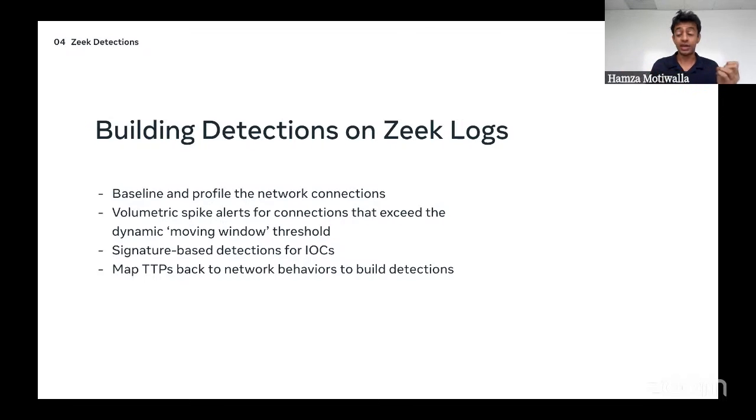But not just that, since the logs are enriched, we can also build signature-based detections on them, like atomic signature-based detection. And then this other effort that we also took up was mapping TTPs back to network behaviors to build detections on these logs.